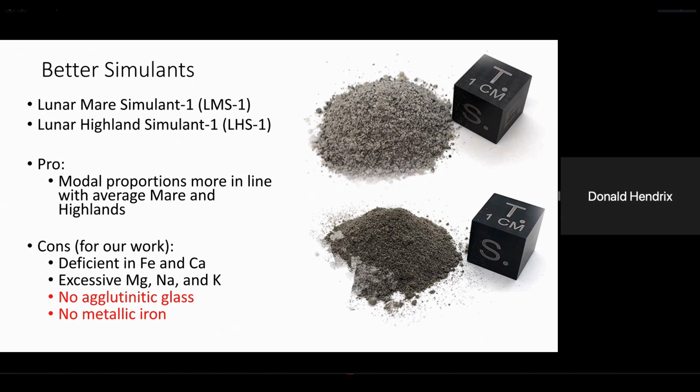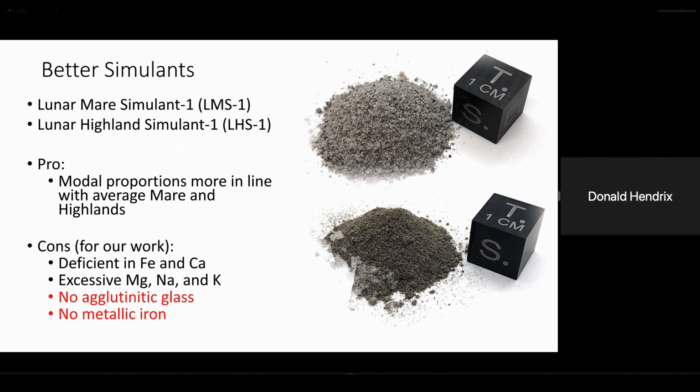So we decided to get better lunar simulants. We got the Lunar Mare Simulant 1, or LMS1, and the Lunar Highland Simulant 1, or LHS1. So we have LHS1 here at the top, that I'm circling, and here at the bottom, we have LMS1. The main advantage of these two simulants is that the mineral proportions, or the percent olivine, plag, and pyroxene, are very close to what you find in the lunar mare and the lunar highlands.